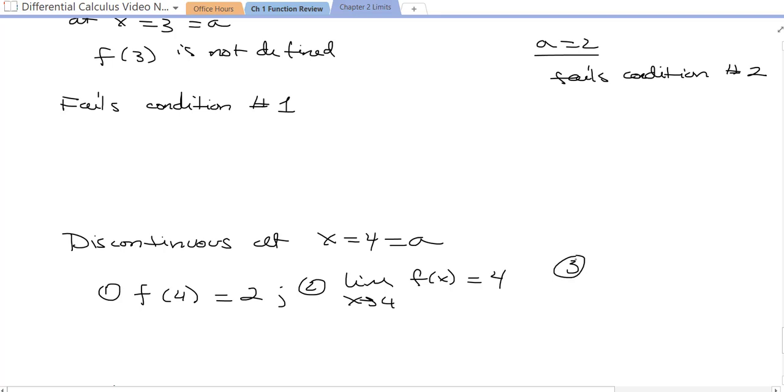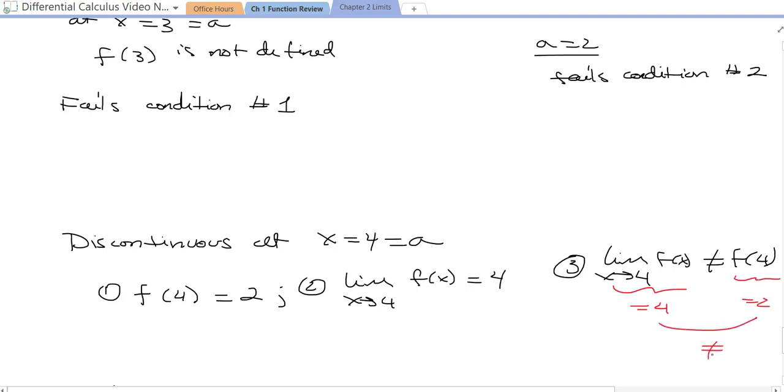But the third condition is that the limit has to be the same as the function value, and in this case they're not. The limit as x goes to 4 of f of x is not the same as f of 4, right? The limit is equal to 4, and the function value is equal to 2. These are not equal, so it fails condition number 3. So then the function is not continuous at that point.